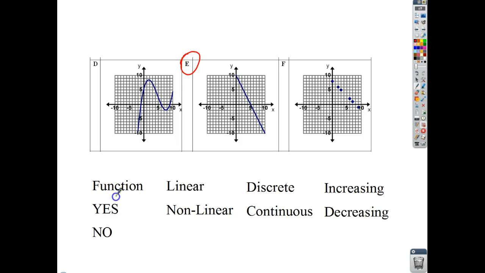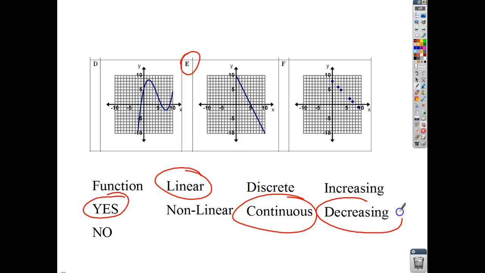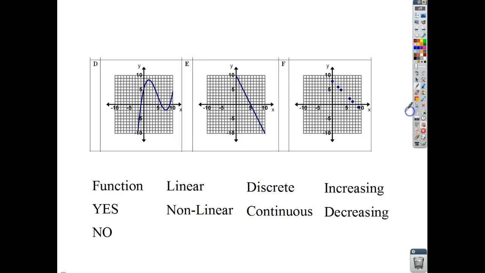Okay. Function? Yes. Is it linear? Yes. All right. It's following a consistent rate of change the entire time. Is it discrete or continuous? It is continuous. And is this one increasing or decreasing? This one is just decreasing. Okay, it's only moving down. All right, moving on. Try F.